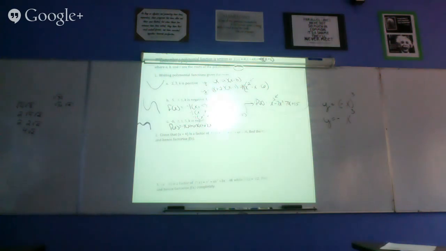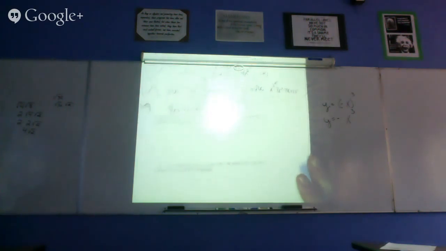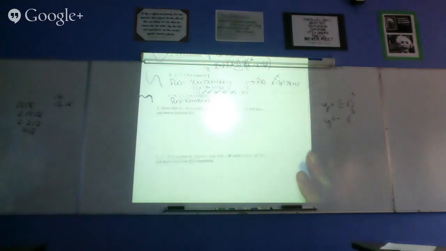Now, a different way to look at this, look at number 2. Given that x plus 4 is a factor of f of x equals 2x cubed minus x squared plus 8x minus 16, find the value of a and factorize f of x. I have to find the value of a. How am I supposed to find the value of a?